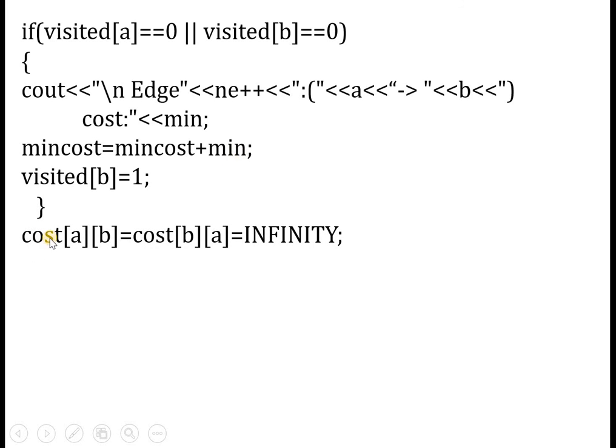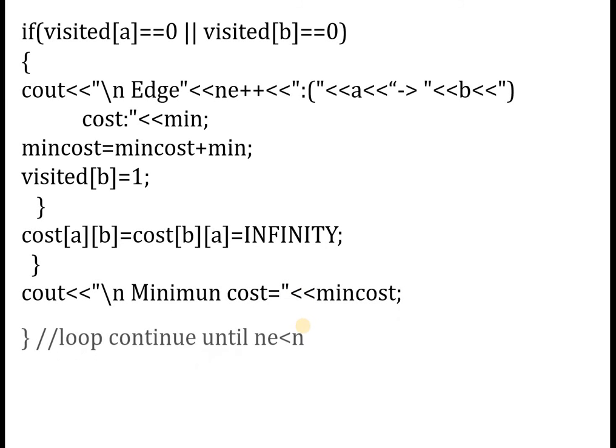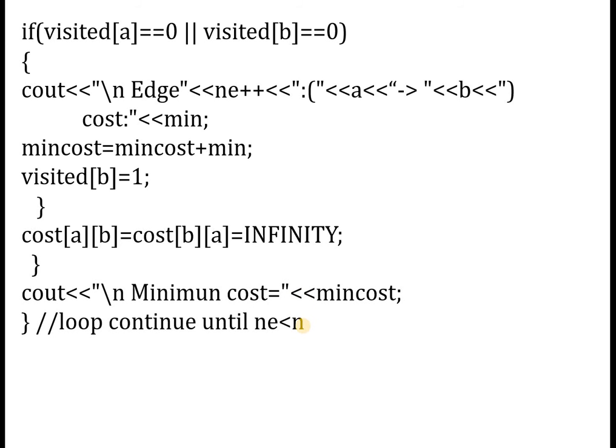Then update the cost of the selected edge to infinity. Otherwise, if you do not change the cost of the visited edge to infinity, the same edge is selected again by the algorithm. So this is the very important step of making the cost of the selected edge infinity. This is the end of the loop. And finally, you have to display the minimum cost. This loop continues until the number of edges is less than n.